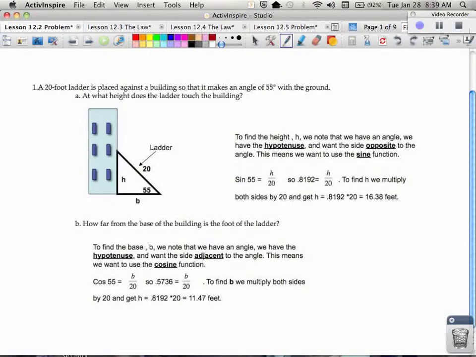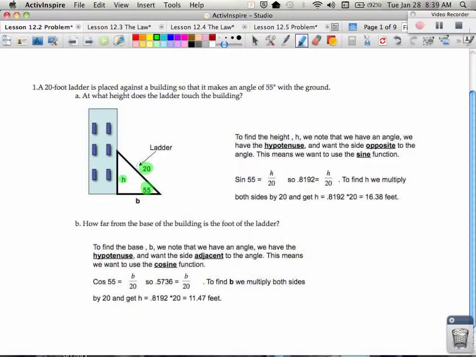We notice here that we have a 20-foot ladder, and it's placed against a building so that it makes an angle of 55 degrees with the ground. Part A: at what height does the ladder touch the building? So I'm looking for, in part A, the h. I notice that I have a 55-degree angle, and I know the ladder's length is 20. So I have the angle, the side opposite to it, and 20.